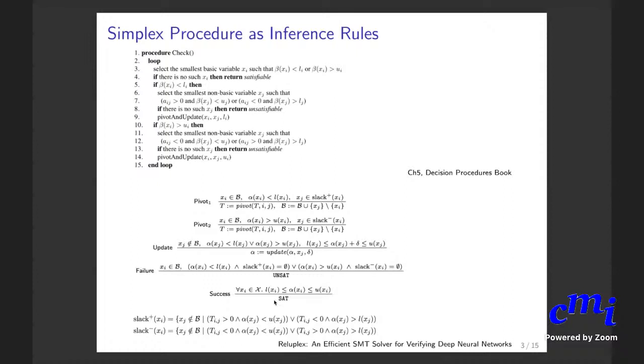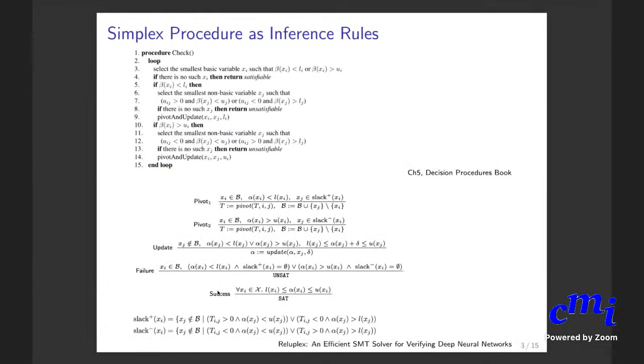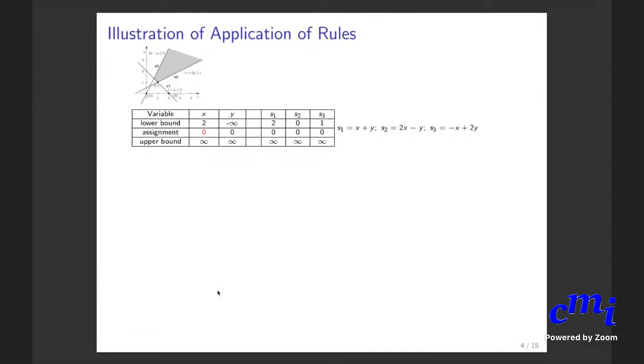Any questions here? I hope you understand how you need to read these inference rules. These are some of the operations that are done at various lines in this set, okay? And your procedure is described as applying one of these inference rules until you end up getting a failure or a success. Okay. So I will illustrate the application of these inference rules, okay? And these tables that are shown here also make it easy to follow the simplex procedure.